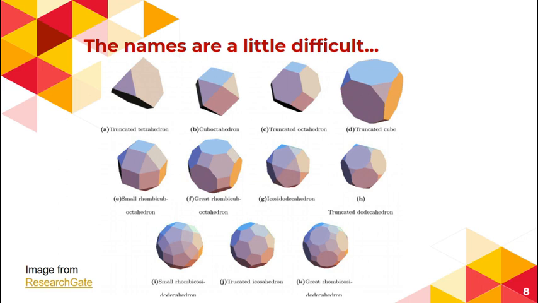The names are a little difficult. As you can see, the first one, truncated tetrahedron, cuboctahedron, truncated octahedron, and so on. This image is from ResearchGate, and you can see it if you like.